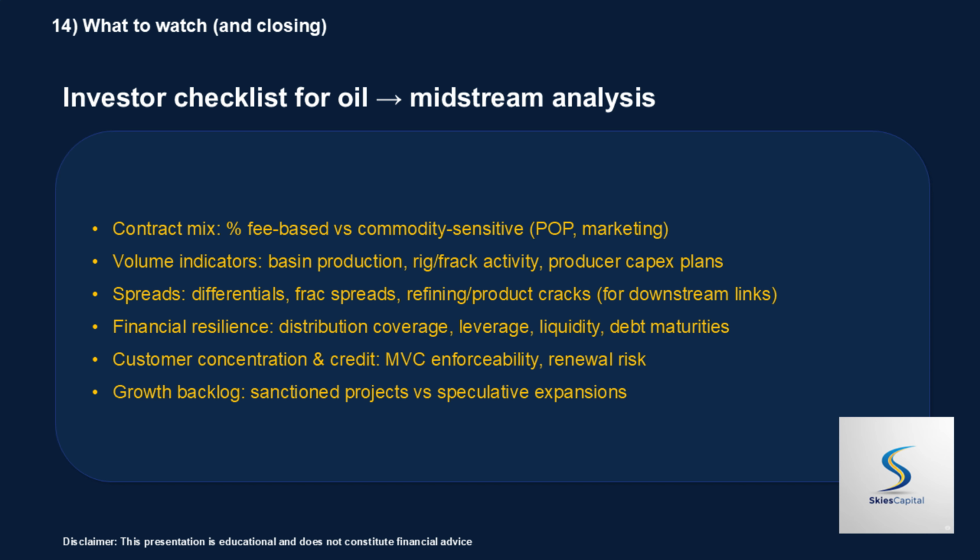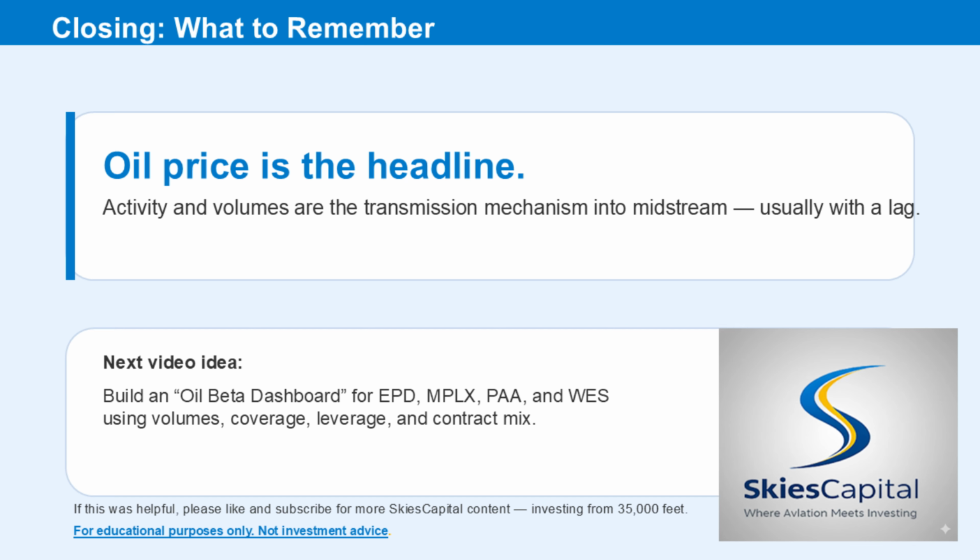Activity often increases, supporting higher volumes and project backlogs, though you have to keep an eye on inflation, costs, and politics. Here's the investor checklist for how oil flows into midstream. Contract mix, volume indicators, spreads, financial resilience, customer concentration and credit, and growth backlog. So if you remember one thing, oil price is the headline, but activity and volumes are the transmission mechanism into midstream MLPs, and that usually comes with a lag.